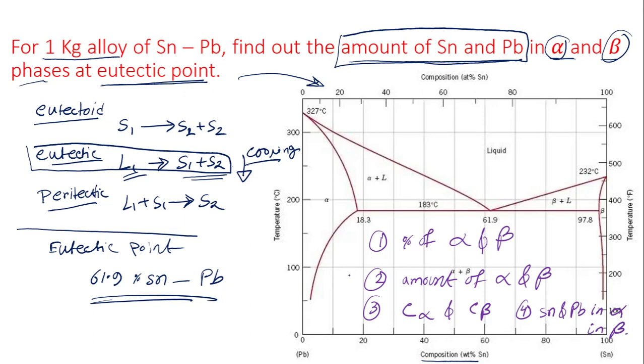Okay, so I hope you get the idea of how to find out the percentage of alloying element or the amount of alloying element in a particular amount of alloy. Correct. So first we have to find out the amount of phases, then in those phases the amount of a particular alloying element. Okay, so in this video this much only.